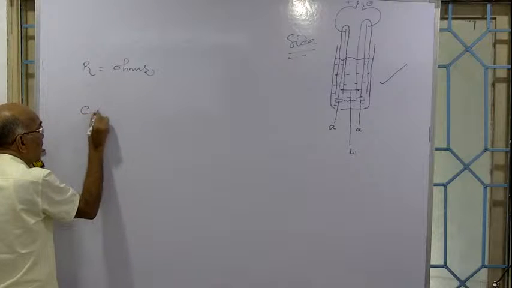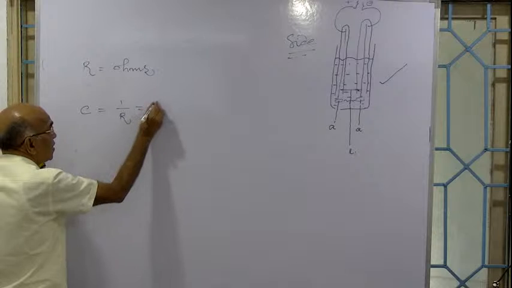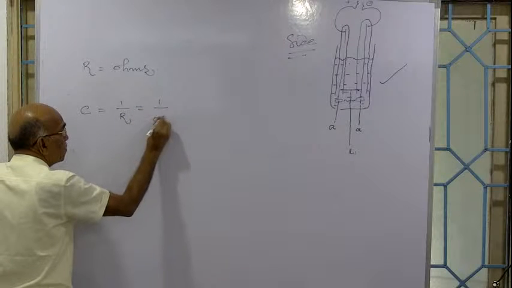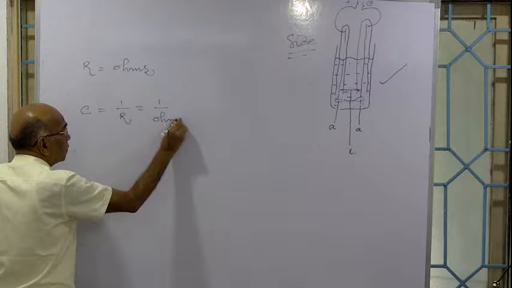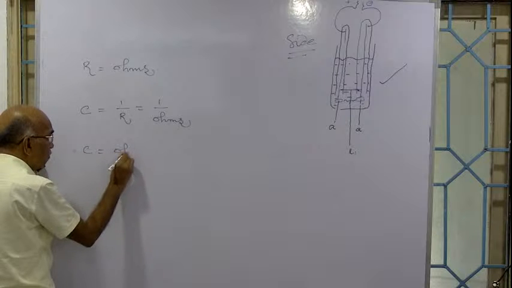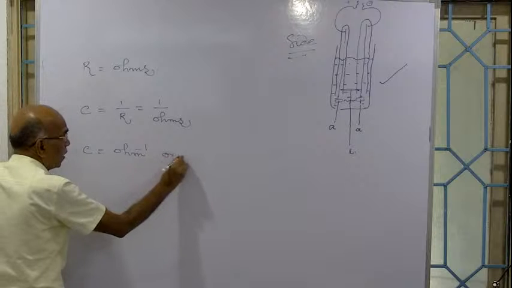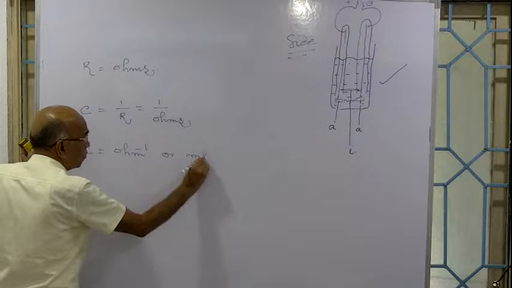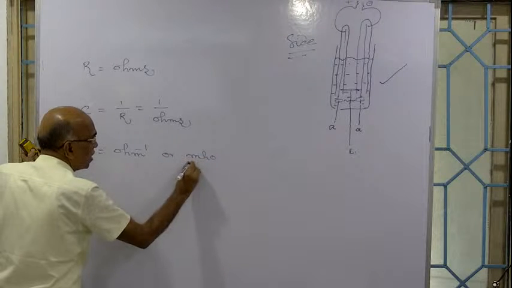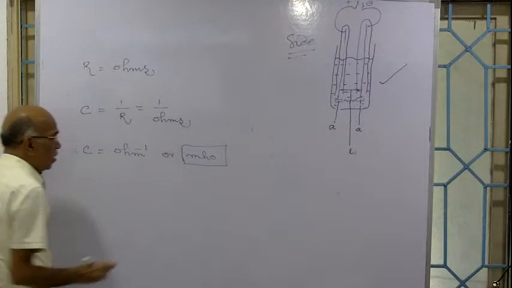You said C is equal to 1 by R. This is 1 by ohms. So C is equal to ohm inverse. MHO is the old representation.